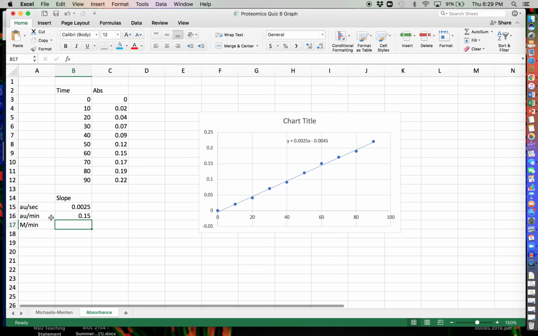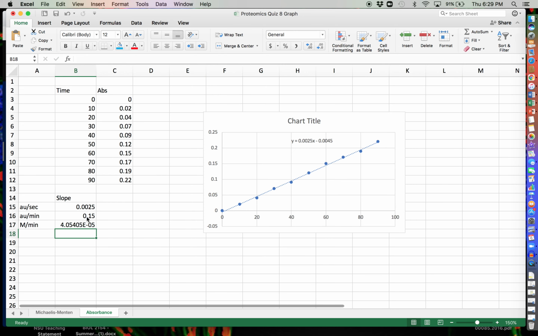So we're going to take our AU per minute of 0.15 and divide by 3700, which is characteristic for dopachrome. It's not going to be the same value if you're testing another substance. Each product that generates color is going to have its own extinction coefficient. It just happens to be 3700 for dopachrome.